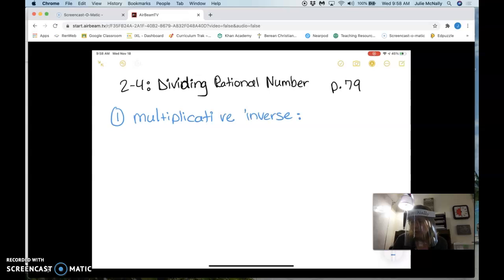And all that means to do is flip the fraction. It's kind of a big fancy word for flip the fraction. Multiplicative inverse.